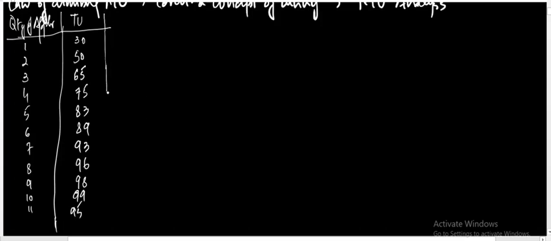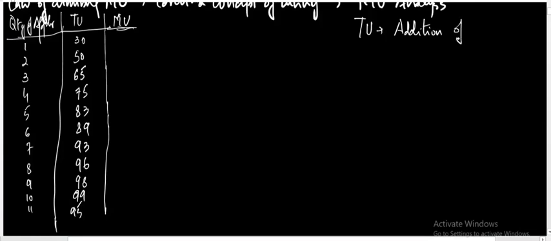Now let me talk about this first, and then we'll make up the marginality section of this table. Firstly, total utility. Total utility is simply the addition of all the utilities derived from the different units of the commodity. So we can say it is the addition of individual utilities.